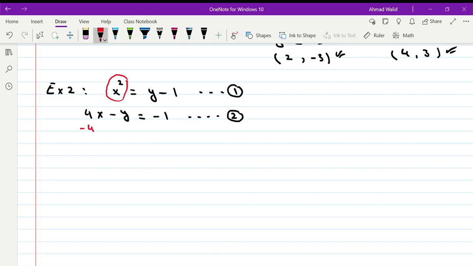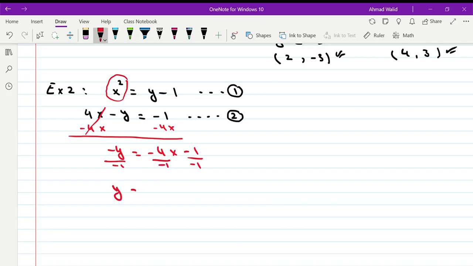Let's solve it for y. I will subtract 4x first from both sides, then negative y equals negative 4x minus 1. Divide everything by negative 1, correct? Or multiply both sides by negative 1. y equals 4x plus 1, correct? This equation, you can even name it number 3 or A or whatever you want to name.